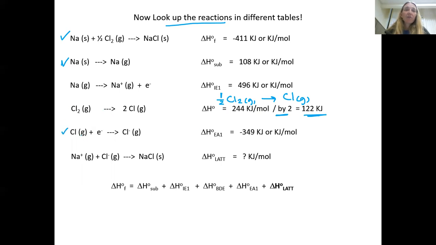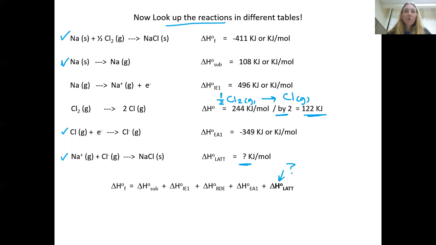The next step of the chloride was to add that electron. So I added the electron and I got a delta H electron affinity of negative 349 kilojoules. And then my last step was the lattice energy, right? And this one I couldn't look up. And so this is a big question mark. This is what I'm trying to find. Okay, so I have this delta H of formation. I'm trying to find this.